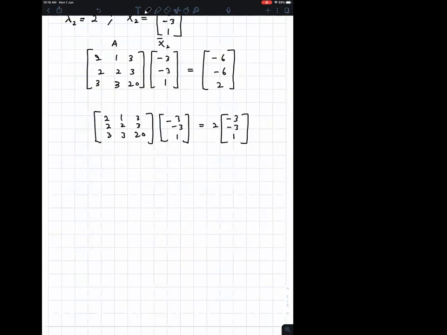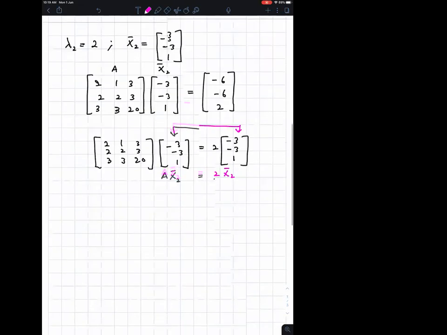So we notice these two are the eigenvector, the original eigenvector. So this is matrix A multiplied by eigenvector x2 bar, which is going to give you 2 times x2 bar. Matrix times eigenvector is equal to eigenvalue times eigenvector.